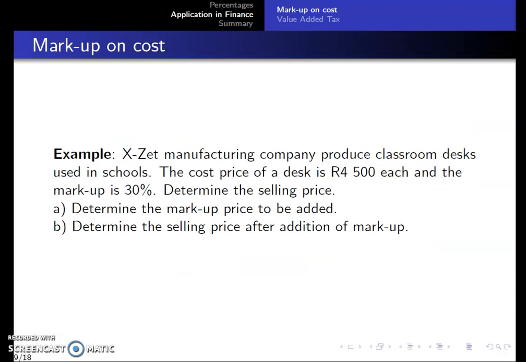So let's take an example. XZ manufacturing company produces classroom desks used in schools. The cost price of a desk is 14,500 each, and the markup is 30%. Determine: 1. the markup price to be added. 2. the selling price after addition of markup.